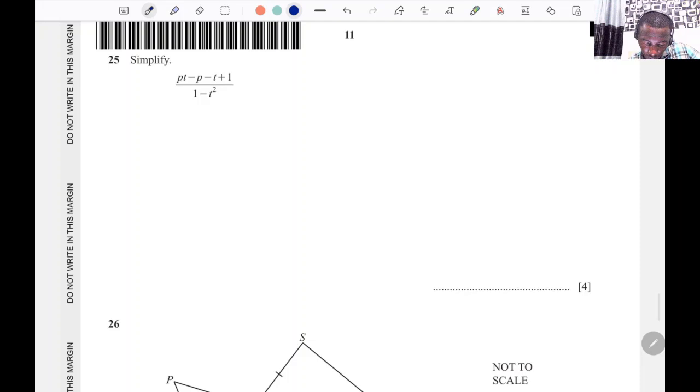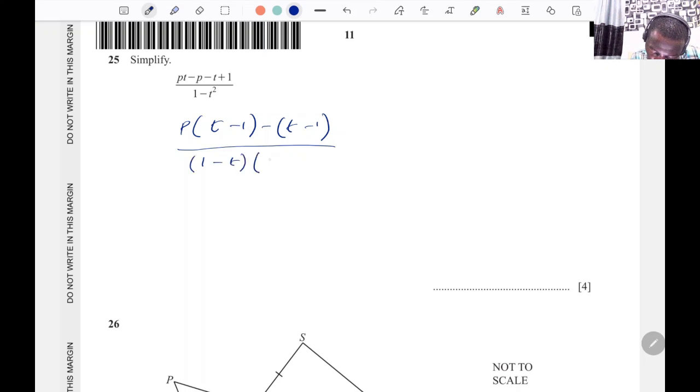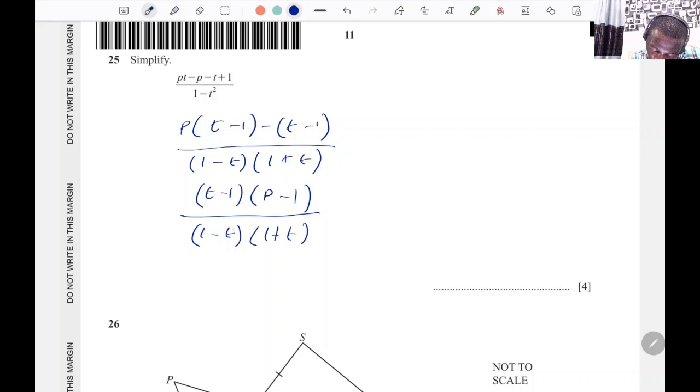Question 25 says, simplify this. So I have pt minus p minus t plus 1. How do you simplify this? I have p here, I have p here, so I can factor out p. Then I have t minus 1, then minus, and if I factor out minus, I have t minus 1. So here I have 1 minus t, and if we break them down algebraically, we have 1 plus t. Here minus t is common, so I have t minus 1, I have p minus 1 all over 1 minus t, 1 plus t, right?